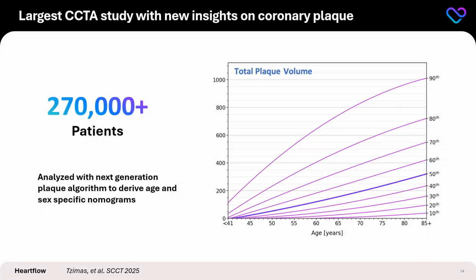And from a clinical evidence perspective, I'm also really happy to share we've now done the largest study of coronary CT with over 270,000 patients. These were all-comer patients getting coronary CTs. They were analyzed with this next-generation algorithm. And we now have this new understanding of the distribution of coronary disease so that when you get a plaque value from Heartflow, you can really understand how does it compare to an incredibly large and diverse population.